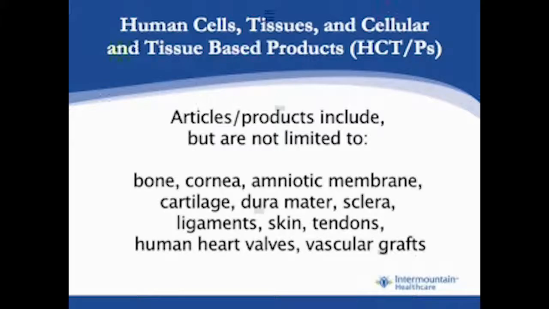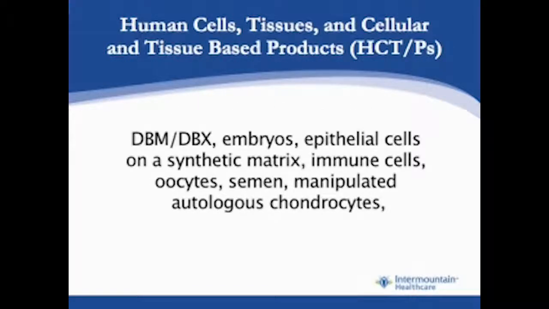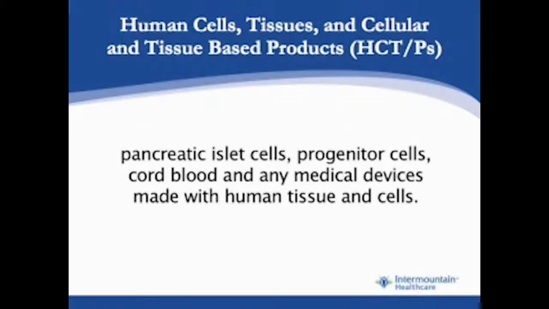However, there are other products including DBM, DBX, embryos, epithelial cells on a synthetic matrix, immune cells, oocytes, semen, manipulated autologous chondrocytes, pancreatic islet cells, progenitor cells, cord blood, and any medical devices made with human tissue and cells. These require the same vigilance for tracking and storing. This list is not complete and should not be seen as all-inclusive, since there are millions of human tissue products distributed each year, and the number of products that contain human tissue continues to grow exponentially.